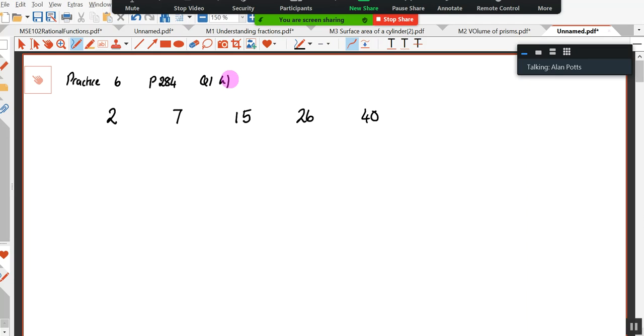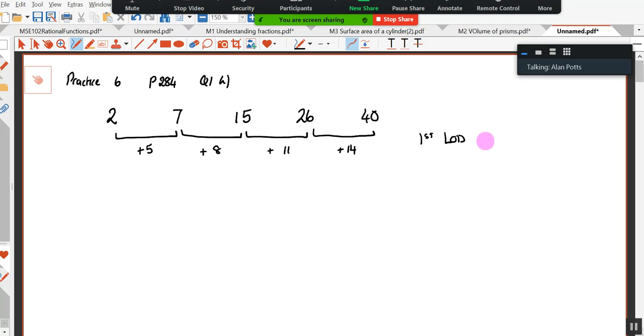Okay, so what I'll do is a quick recap of the algebraic method and then we'll compare. In both methods, the first thing we need to do is determine if it's linear or quadratic or neither. So we're going to look at the differences between the terms to find the first line of difference. Here we've got +5, then +8, then +11, and then +14. So the first line of difference is not constant, so we know it's not linear.